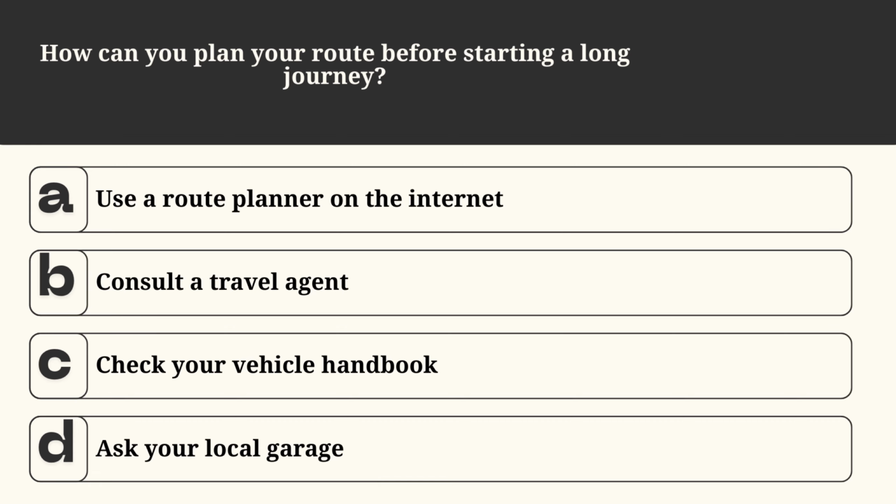How can you plan your route before starting a long journey? A. Use a route planner on the internet. B. Consult a travel agent. C. Check your vehicle handbook. D. Ask your local garage. Answer: A. Use a route planner on the internet.